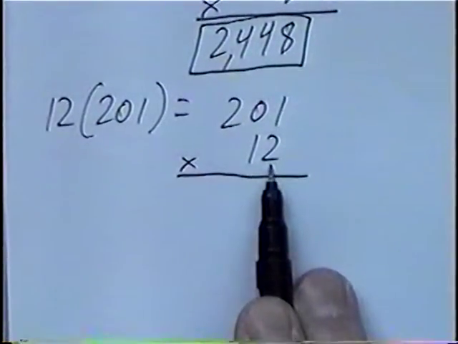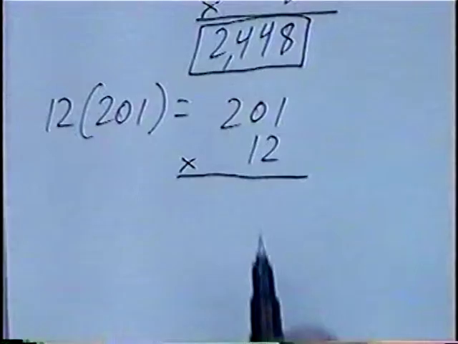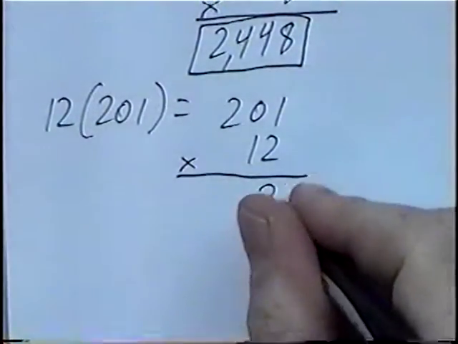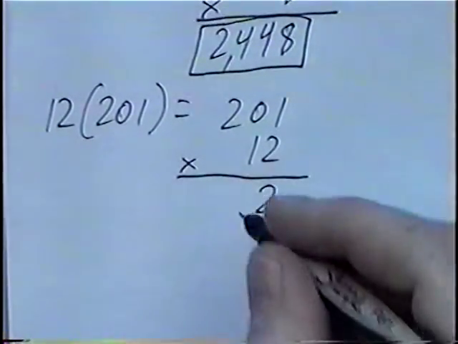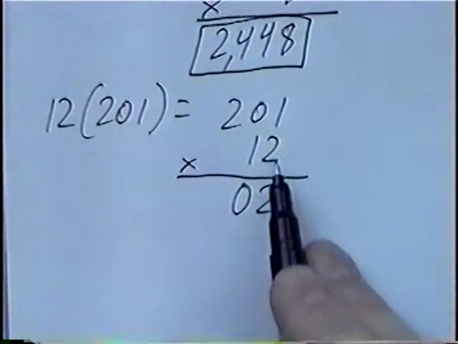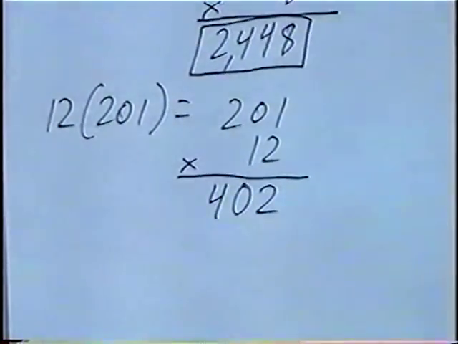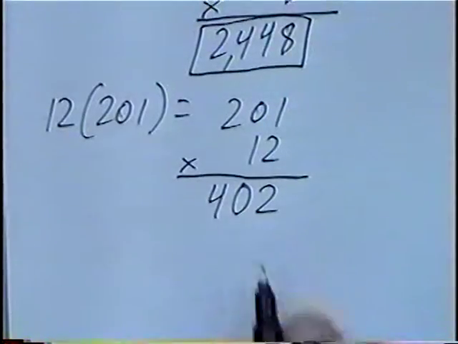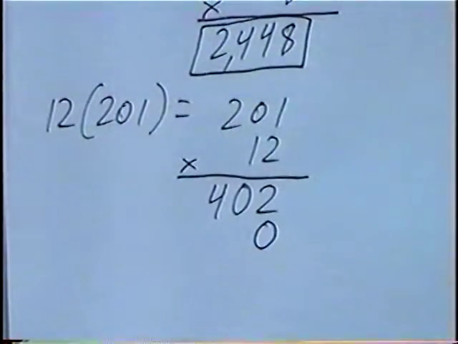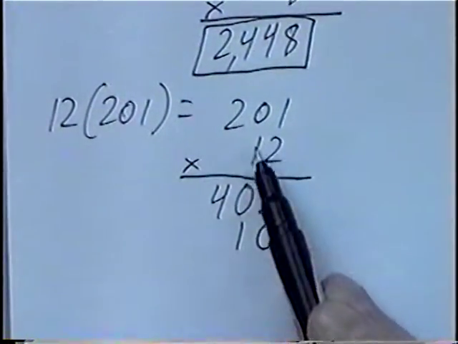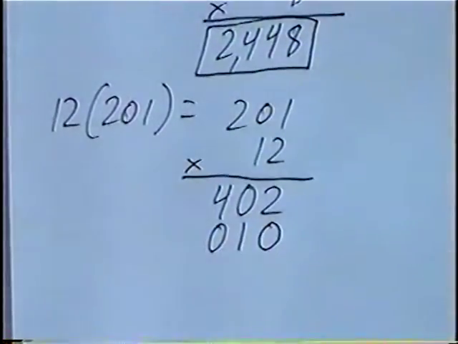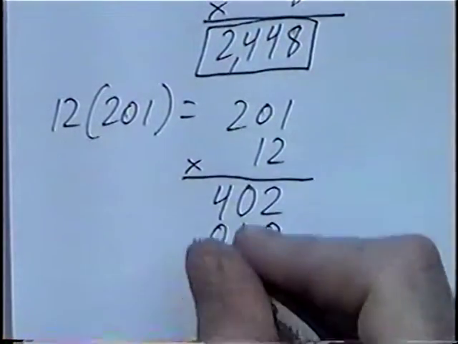Multiplying, we'll multiply the 2 first by each of the top numbers. 2 times 1 would be 2. 2 times 0 would be 0. And 2 times 2 would be 4. To multiply the next number, we'll take 1 times each of those numbers. When we drop down, we need a placeholder though, so put a 0. And then we'll multiply 1 times 1, which will go in the second spot. And then 1 times 0 would be 0, and 1 times 2 would be 2.